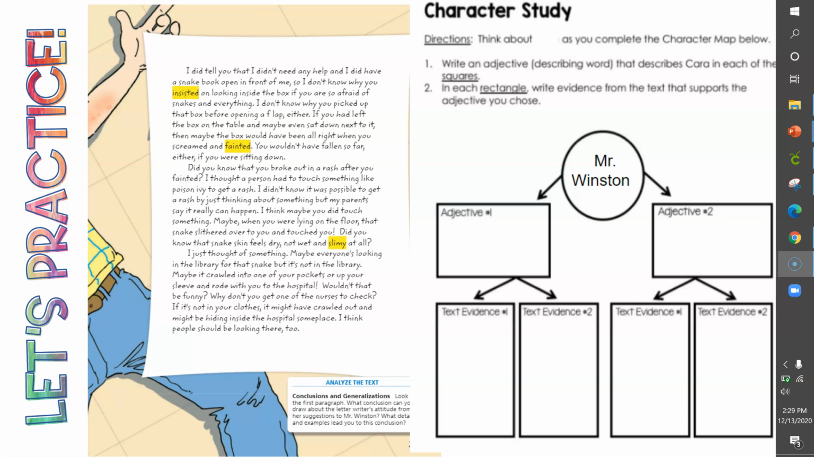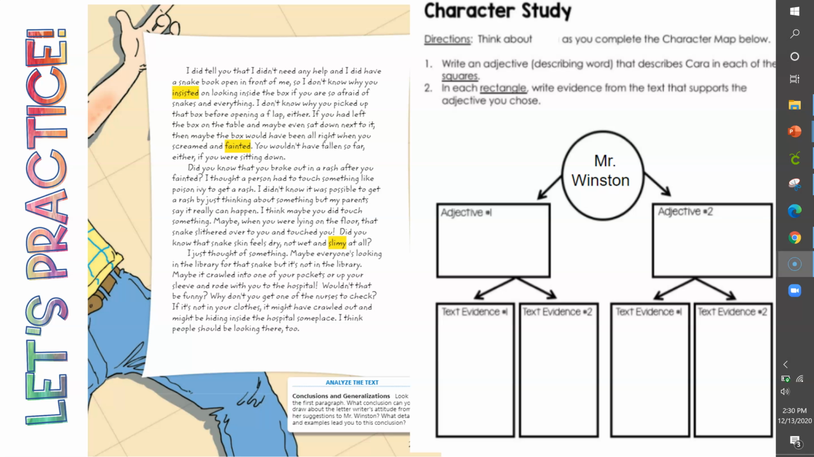I did tell you that I didn't need any help, and I did have a snake book open in front of me, so I don't know why you insisted on looking inside the box if you were so afraid of snakes and everything. I don't know why you picked up that box before opening a flap either. If you had left the box on the table and maybe even sat down next to it, then maybe the box would have been all right when you screamed and fainted. You wouldn't have fallen so far either if you were sitting down. Did you know that you broke out in a rash after you fainted? I thought a person had to touch something like poison ivy to get a rash. I didn't know it was possible to get a rash by just thinking about something. But my parents say it really can happen. I think maybe you did touch something. Maybe when you were lying on the floor, that snake slithered over to you and touched you. Did you know that snake skin feels dry, not wet and slimy at all?